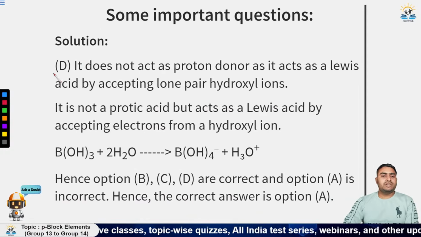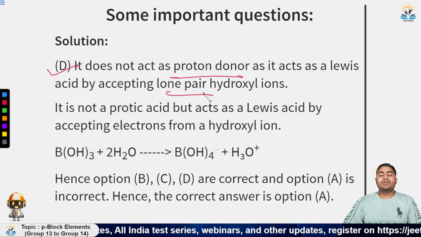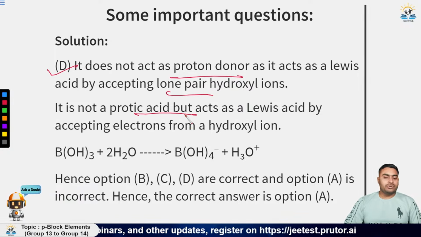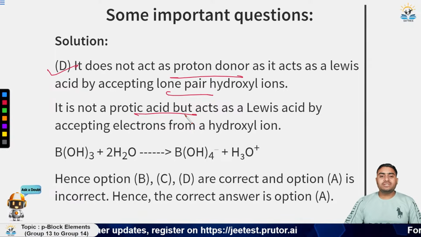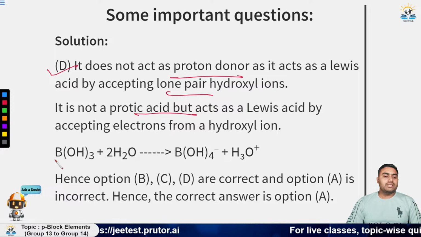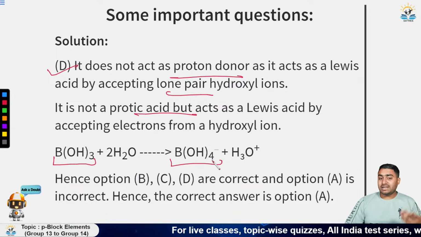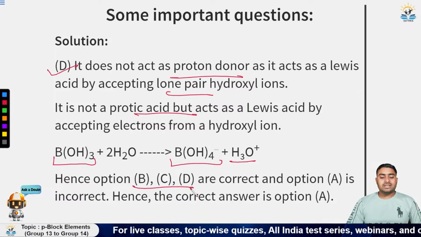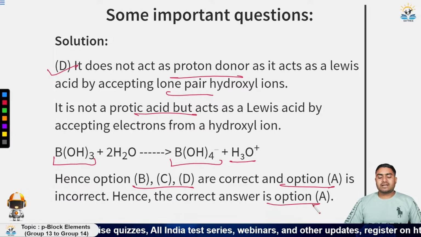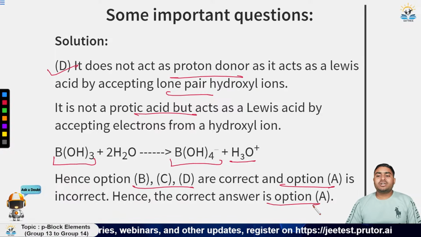The next one, D. It does not act as a proton donor, as it acts as a Lewis acid by accepting hydroxyl ions. So it is not a protic acid but acts as a Lewis acid by accepting electrons. Lewis acid means electron pair acceptor and Lewis base means electron pair donor. You can see B(OH)3 plus 2H2O forms B(OH)4 negative plus H3O positive. So B, C, D are correct, and option A is incorrect. Hence the correct answer is option A. So it is not a tribasic acid.